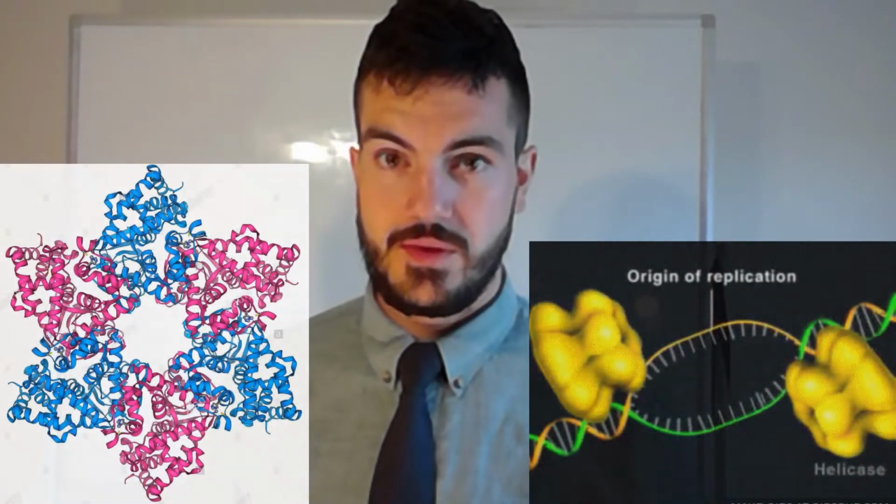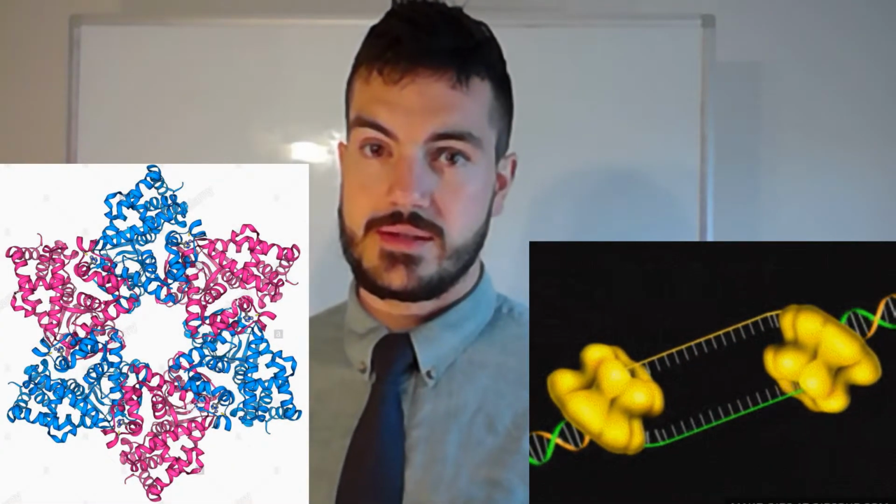So when it occurs, replication is happening on both sides. It's as if a zipper is opening and being opened on both sides. And one of the important zippers, the opener, is helicase. We'll talk a little bit more about helicase in a minute.